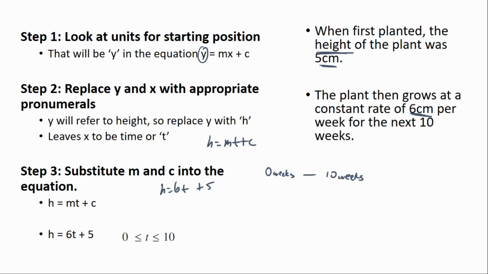Alright, so that's how we create a linear model from worded information. This may seem a bit difficult at the start, but with a bit of practice, you'll get used to it. So once again, once you've identified what y is referring to, in this case it's height, that's our first thing we need to do. Once we do that, we need to find out what x is referring to and replace that with whatever it is. In this case it's time. And then find out what the gradient and the y-intercept are and then substitute those values in. So that's a brief rundown of the steps.